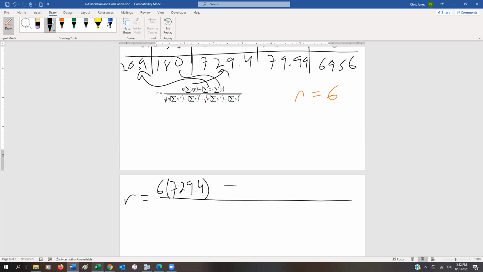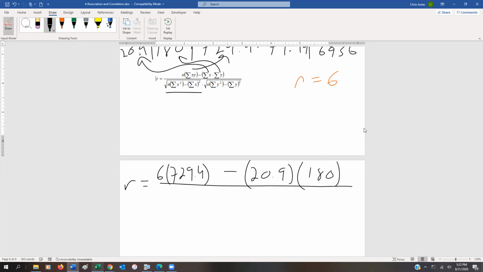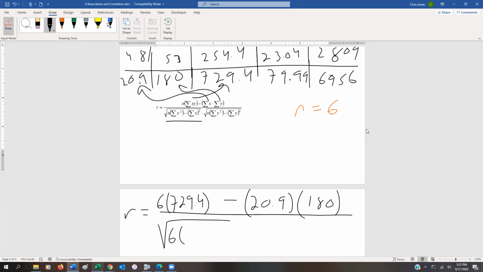And then 180 is going to be our sum of y. So this is 20.9 multiplied by 180. All right, so that's good for the numerator, finally. For the denominator, first radical, square root of 6 times the sum of x squared. And sum of x squared is what we got, this 79.99. So 79.99 minus the sum of x quantity squared. Now, sum of x was this 20.9.